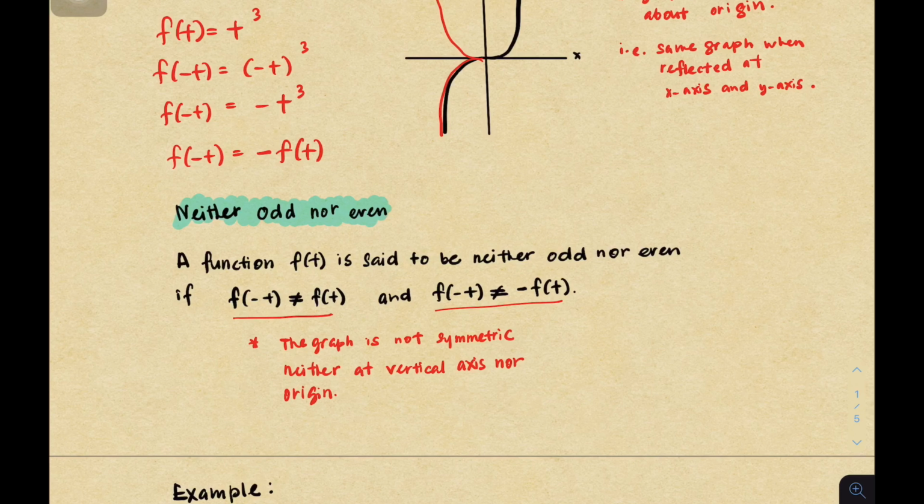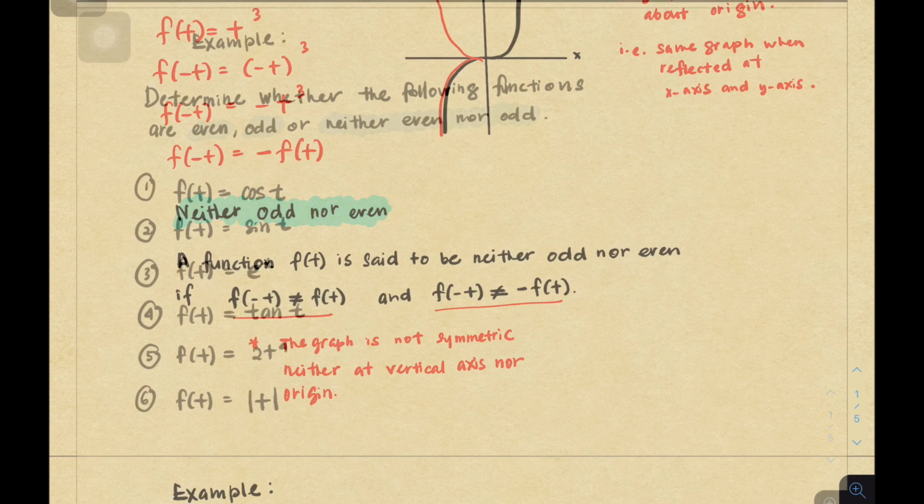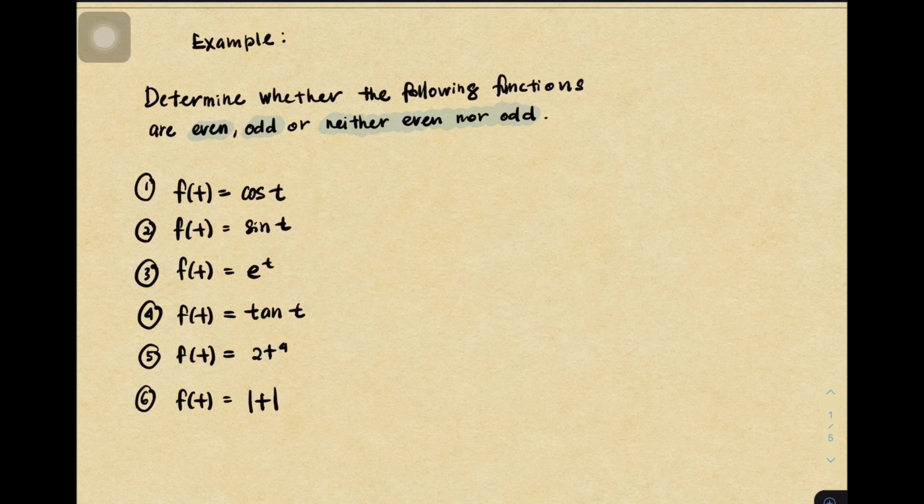Okay, so you have three types of function here. The first one is the even function, the second one is the odd function, and the third one is not even, not odd, which we call neither even nor odd. Okay guys, let's go through some examples to determine whether our function is even, odd, or neither even nor odd.